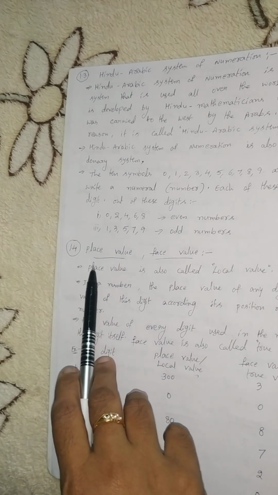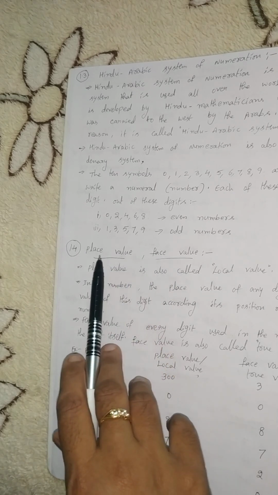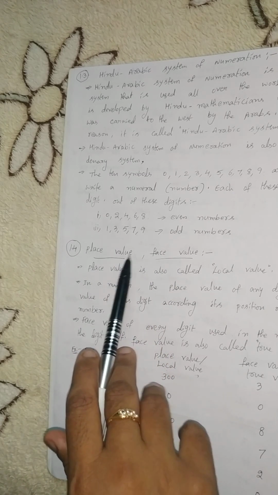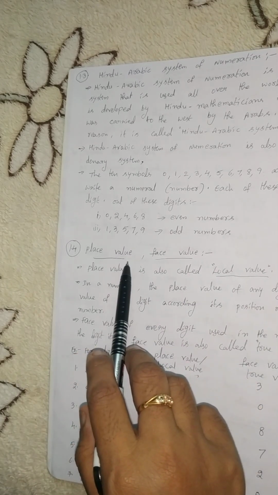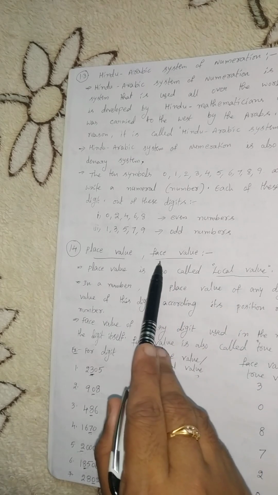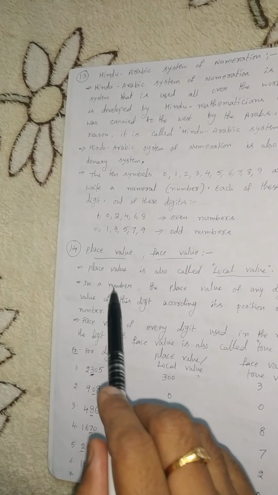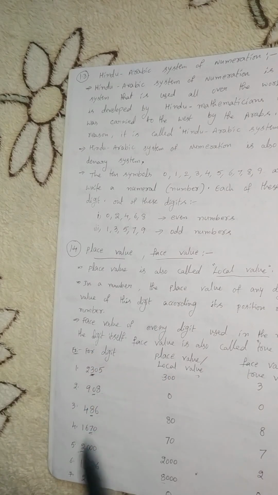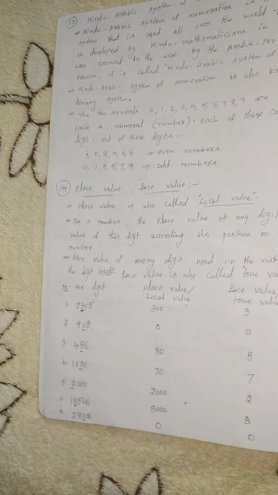Next one, we will discuss place value and face value. Place value is also called local value. Face value is also called true value. Here, for the place value, we will discuss with an example.